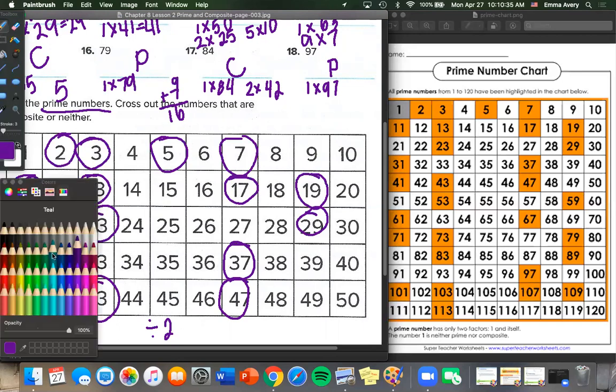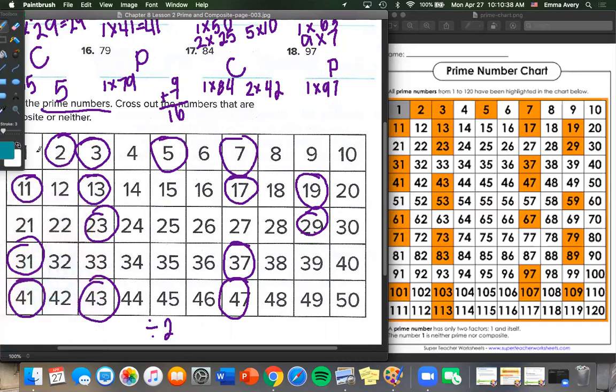So let's do this other part. I'll use teal. So we're going to cross out the numbers that are composite or neither. Well, 1 is neither, then 4, 6, 8, 9. 9 is an odd number, but we also know 3 times 3 equals 9. So that makes it composite. 10, 12, 14, 15, 16, 18, 20, 21, 22, 24, 25, 26, 27.